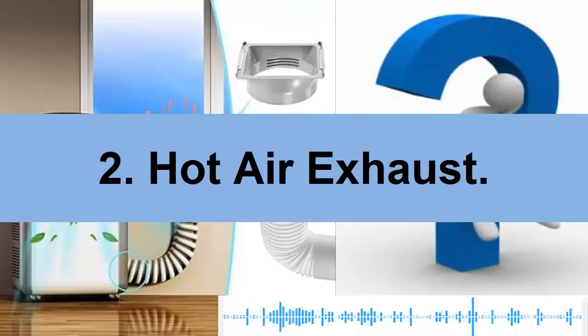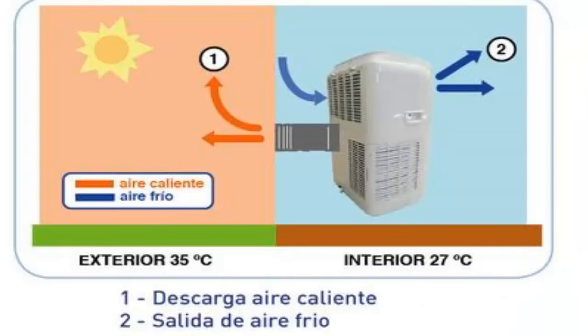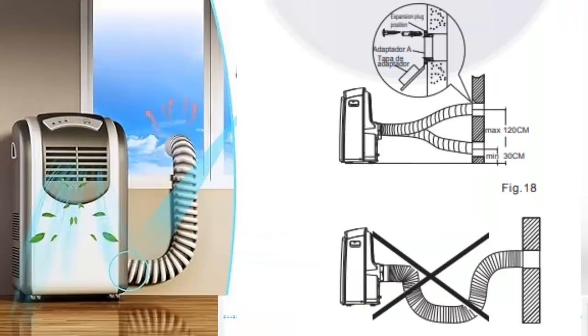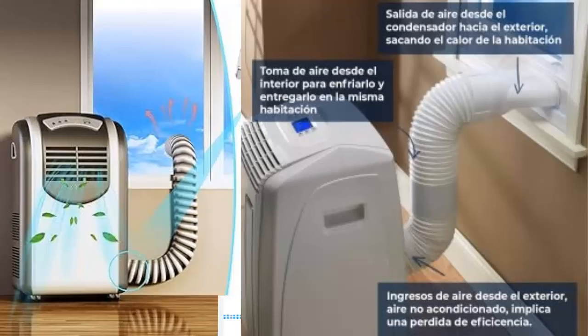Issue number 2. Hot air exhaust. When installing a portable air conditioning unit, pay attention to the hot air exhaust. Make sure the duct kit for directing hot air outside is properly installed without any bends or obstructions. A poorly placed duct kit can increase the temperature in the condenser and lead to shutdowns due to high pressure and temperature.